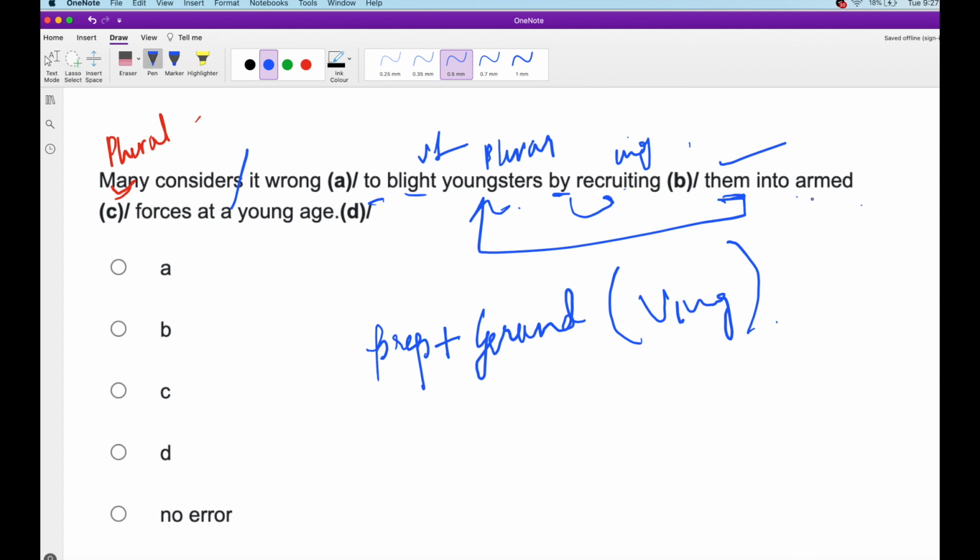Into, by recruiting them into what? Into armed forces at a young age. Young. What is the pronunciation of ya? This is the pronunciation. Okay. The pronunciation is that of a consonant. Okay. So that's why a young age. Okay. So the error is in part A.